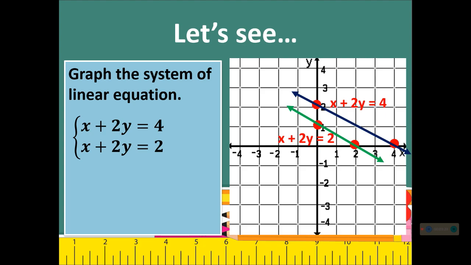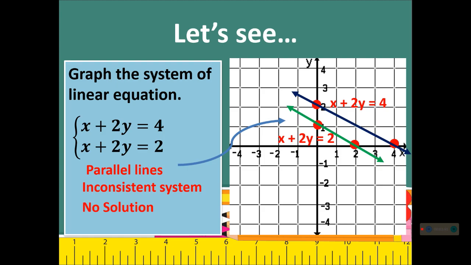about the lines formed by the two graphs of the equations? Yes, they are parallel lines. Okay? Then since the lines are parallel, what kind of system do we have? Yes, we have an inconsistent system. Okay? And since we have an inconsistent system and the lines are parallel, how many solutions do we have? Yes, there will be no solution because the graphs do not intersect, since they form parallel lines.